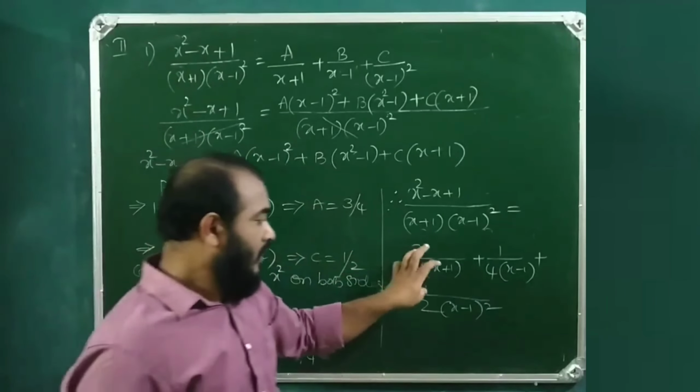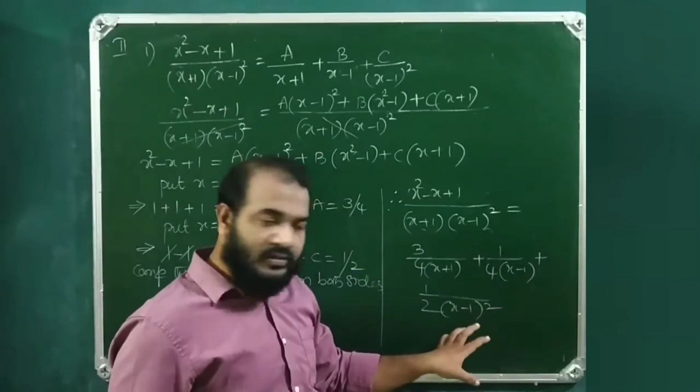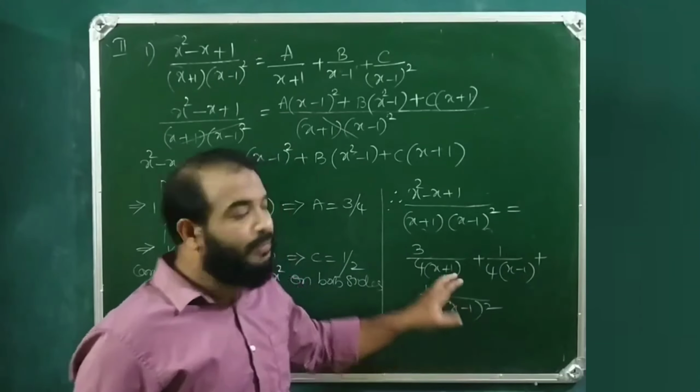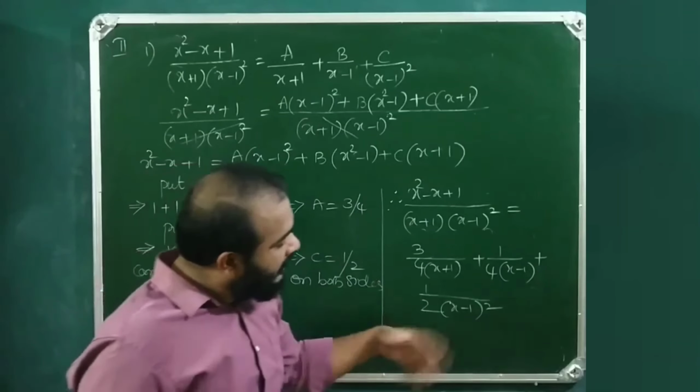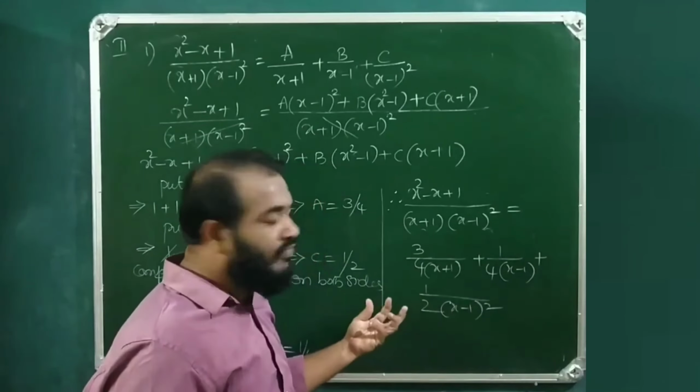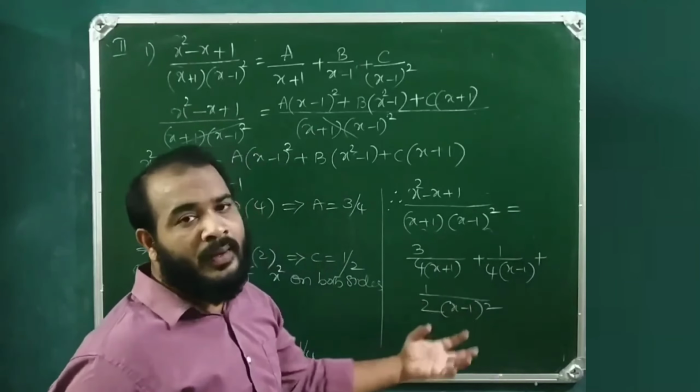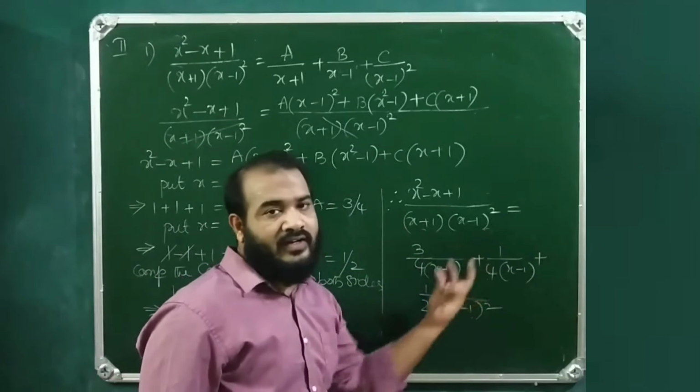If you see, these are the three proper fractions. So a proper fraction, if you resolve it, then ultimately we only get the sum of two or more proper fractions.